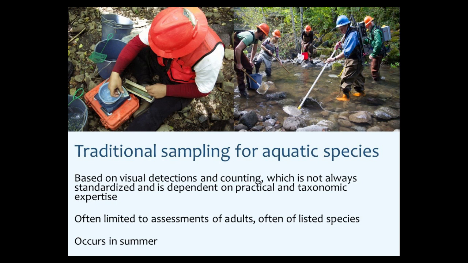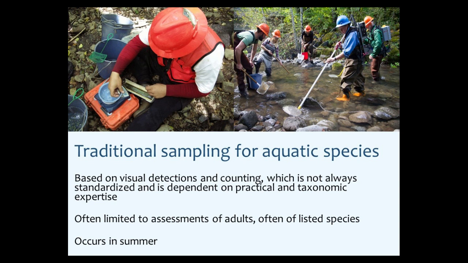Often it's limited to assessments of adults. Think about our salmonids. We have a couple of different programs that target juveniles, but most of the assessments are of our adult fishes, and it's often of listed species. For example, think about the main stem Willamette River, where assessments are coming through for Chinook and steelhead. And what do we really know about sand rollers? And what do we really know about three-spine sticklebacks and a variety of the species that are considered less charismatic?